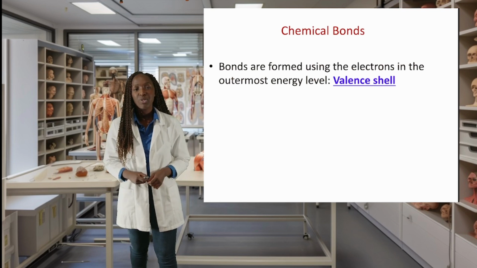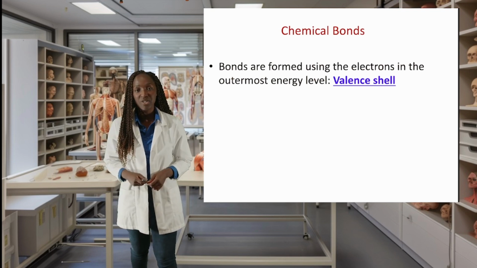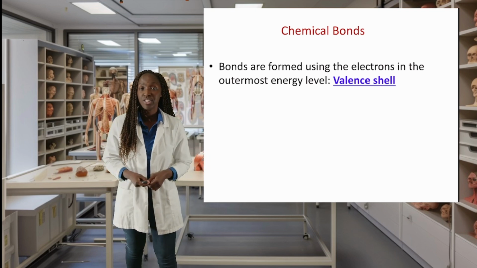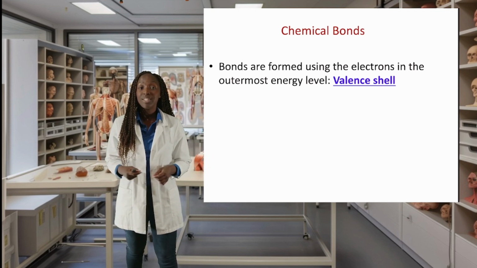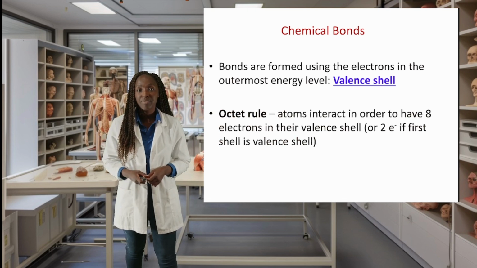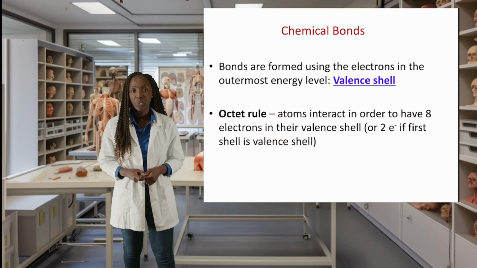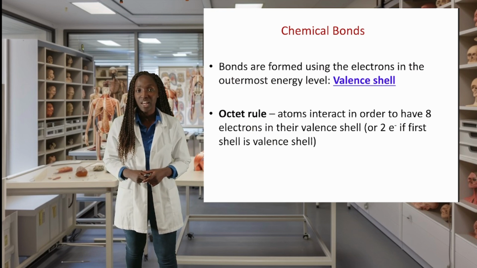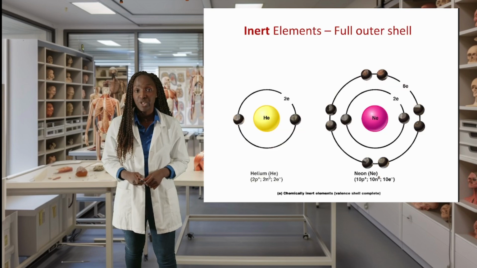So bonds are formed using the electrons in the outermost energy shell. In our last video, we said that there can be several energy shells for a different element. The ones in the outermost shell, we term those valence shell electrons. And following the octet rule, atoms interact in order to have 8 electrons in their valence shell. Or if they only have that first energy shell, it can hold up to 2.